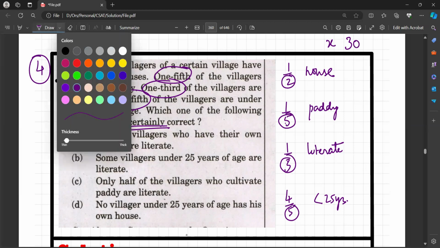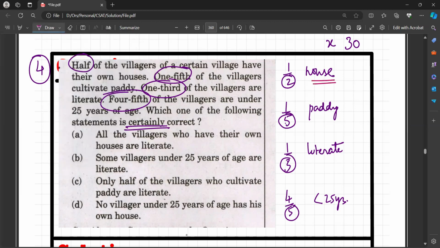If 30 is the number of villagers, half of the villagers are having a house. So how many are having a house? 15. How many of them cultivate paddy? 6. How many are literate? 10. How many are less than 25 years old? 4/5 into 30, that is 24 people, right?